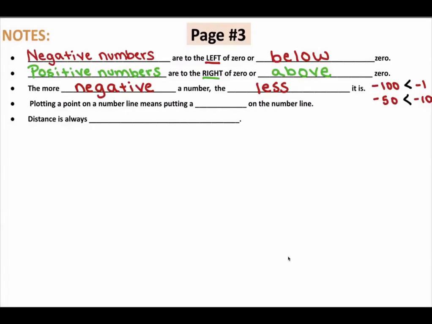Our next note is plotting a point on a number line. If you ever hear that, it just means putting a dot on the number line. And then distance is always positive. For example, if I was going on a 5-mile run south, I would never say I went on a -5-mile run. So distance is always positive.